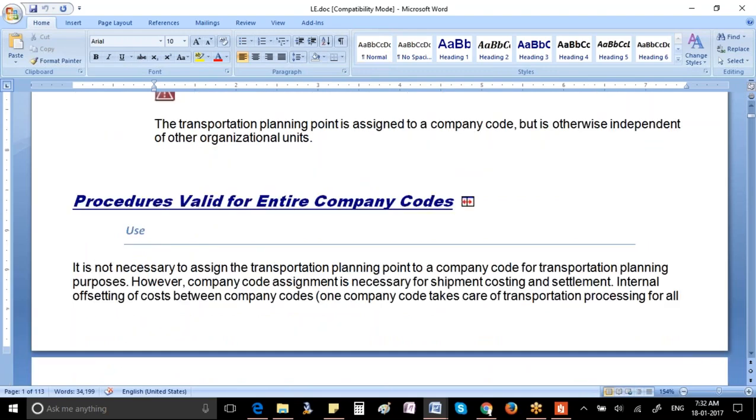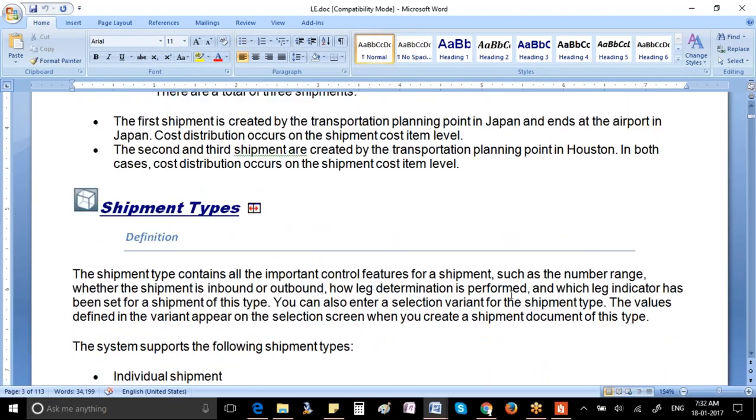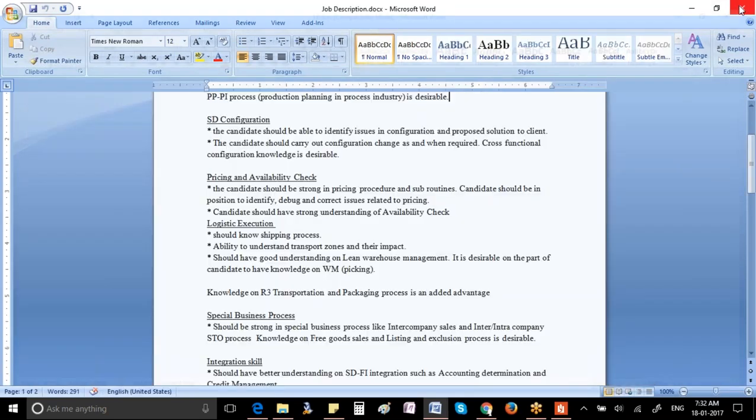Okay, so I'll be sharing these documents. If not this, I'll be sharing the complete LE document also. Whatever I could not cover, for sure I'll be sharing and supporting with some documents.